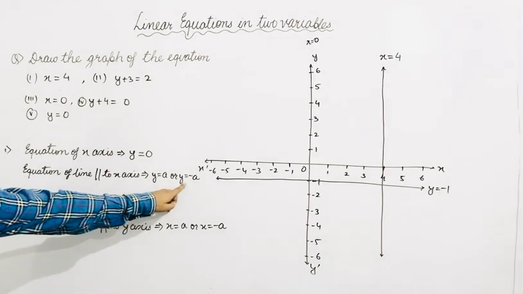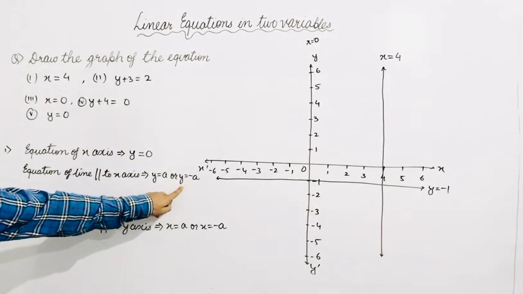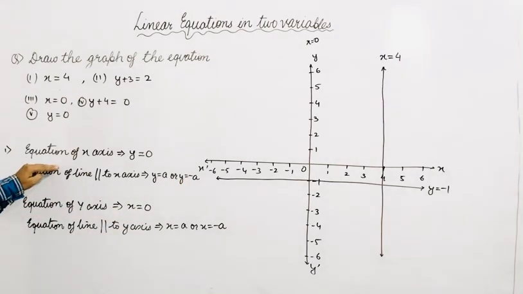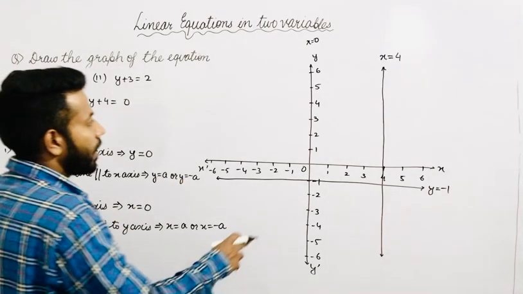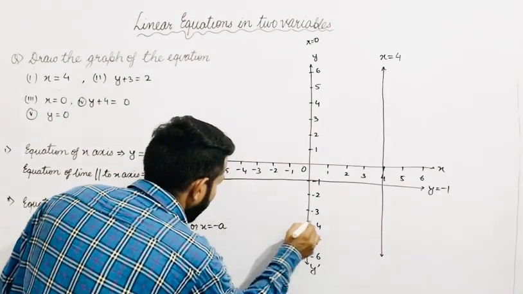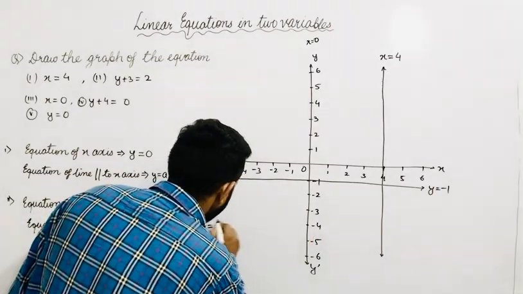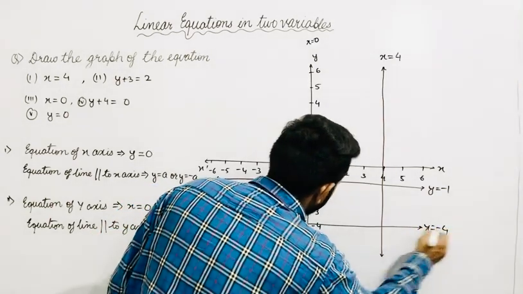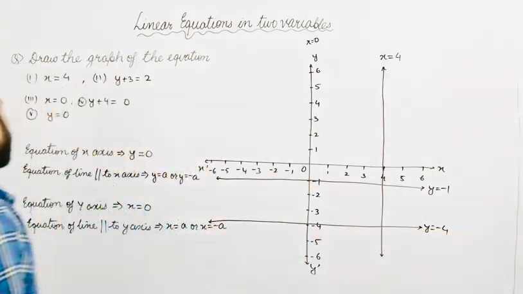So y equals minus 4, again, symbolizes y equals minus a. And y equals minus a is the equation of a line that is parallel to the x-axis. So y equals minus 4 is here. It is here. So join it here like this. It is y equals minus 4. Y equals minus 4 is here.